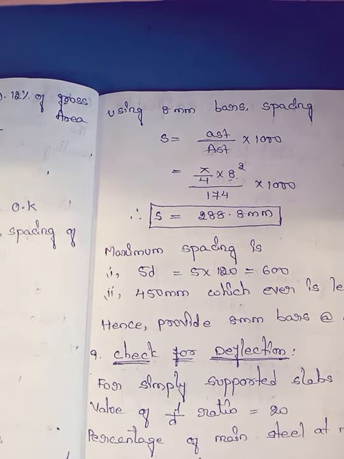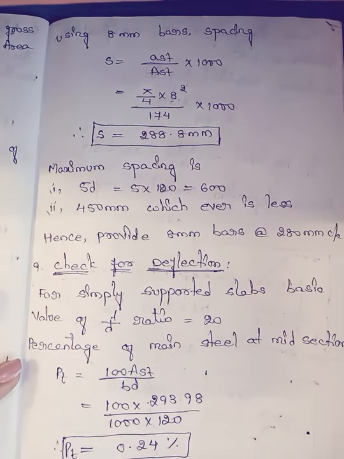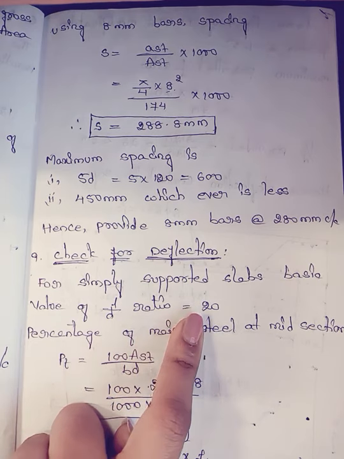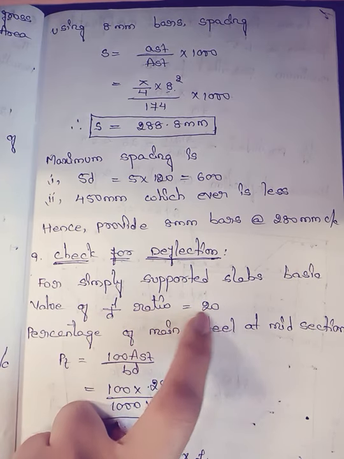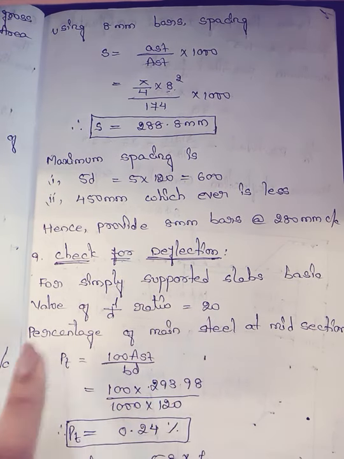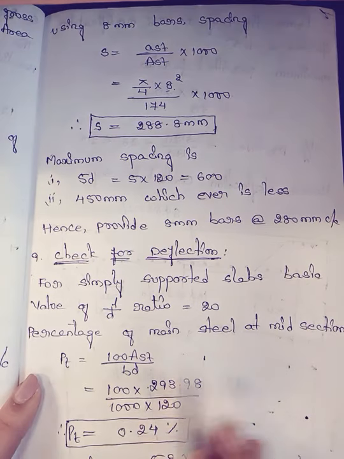So now we will cross-check whether whatever we have solved is satisfying or not. We'll do the check for deflection. For a simply supported slab, the basic value of L by D ratio is equal to 20 as per our IS 456. For a cantilever it is 7, like that. For a simply supported slab it is 20. Then the percentage of main steel at midspan.